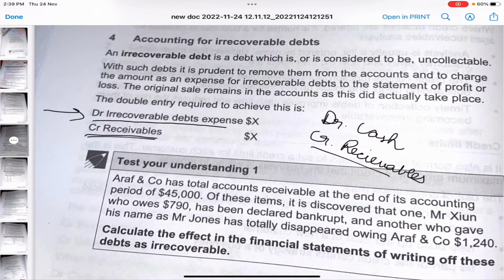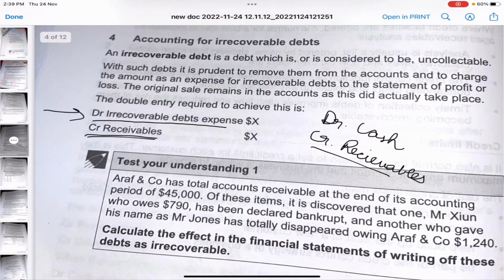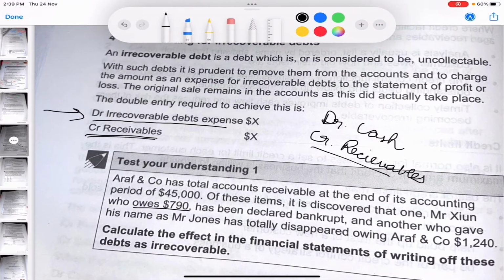Let's start with the test to understanding 1. Arif and company has total accounts receivable at the end of its accounting period of 45,000. It is discovered that one, Mr. Zion, who owes us 790, has been declared bankrupt, and another, who gave his name as Mr. Jones, has totally disappeared, owing 1240. Calculate the effect on the financial statements. So, what will be the journal entries of the same? Think about it.